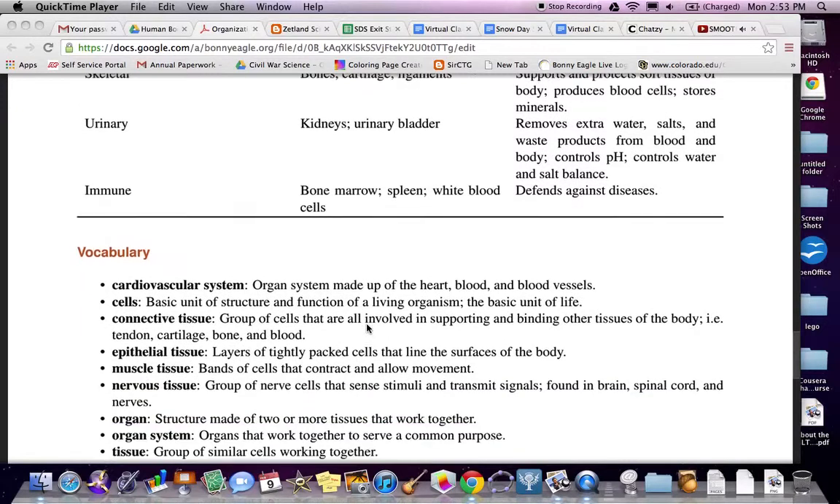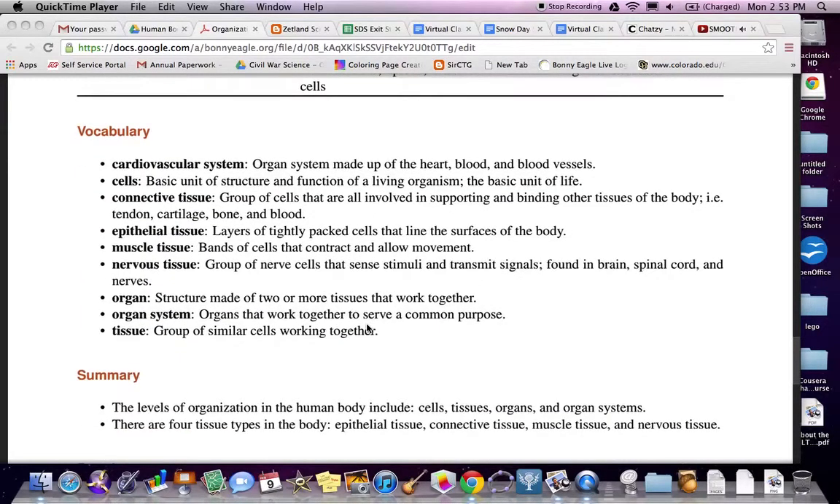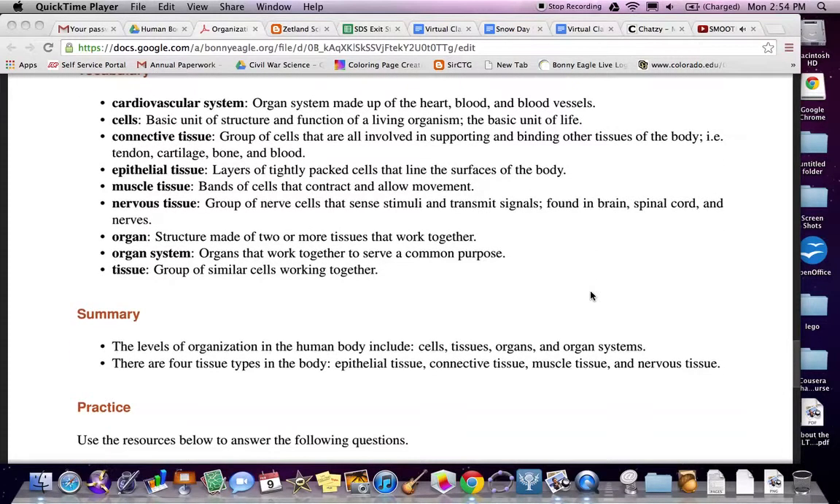Vocabulary. Cardiovascular, cells, connective tissue, epithelial tissue, muscle tissue, nervous tissue, organs, organ systems, and tissues. All of this is vocabulary. Summary. The levels of organization in the human body include cells, tissues, organs, and organ systems. There are 4 types of tissue in the body: epithelial tissue, connective tissue, muscle tissue, and nervous tissue.